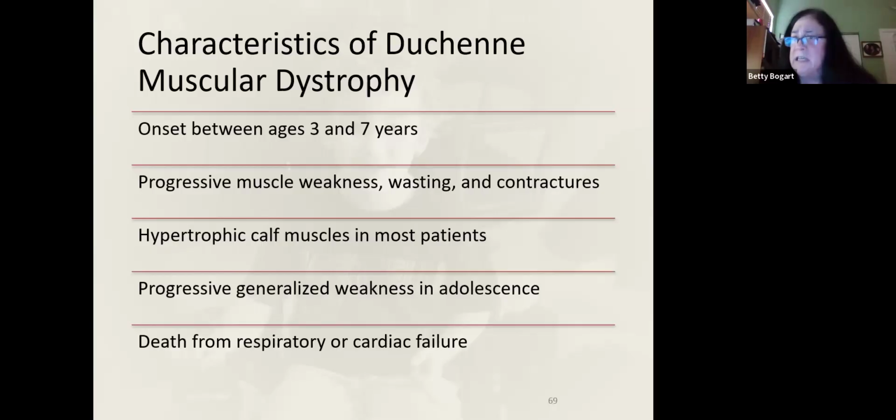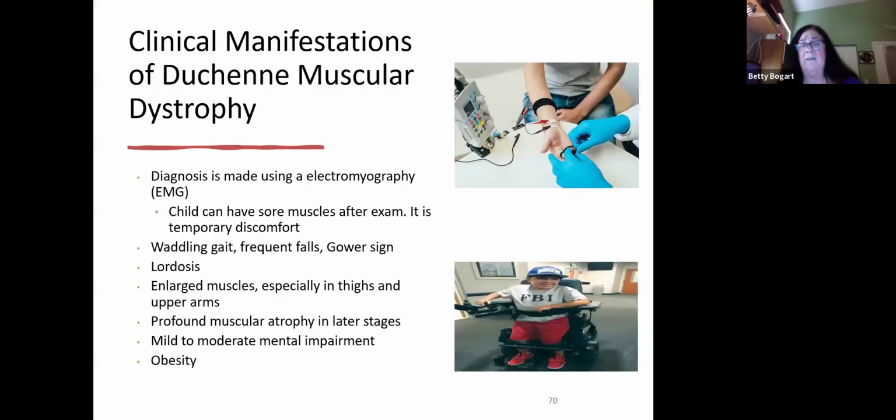Now, how do we treat this? Well, we need to keep the muscles moving. So we are going to have them in physical therapy, occupational therapy, and speech therapy for eating because muscles there get affected too. Usually, by their adolescence, the muscles of the heart give out, or the diaphragm give out, and they usually die from respiratory or cardiac failure.